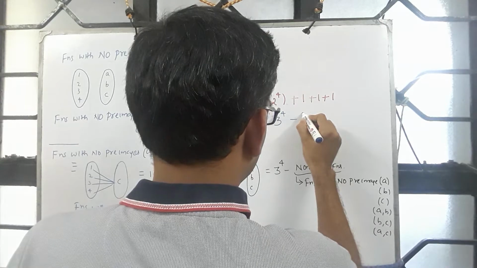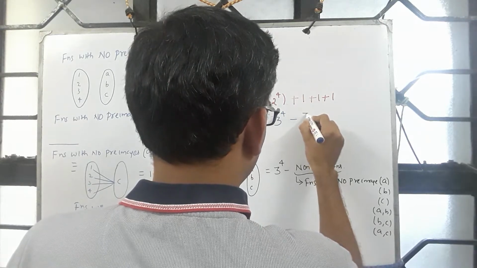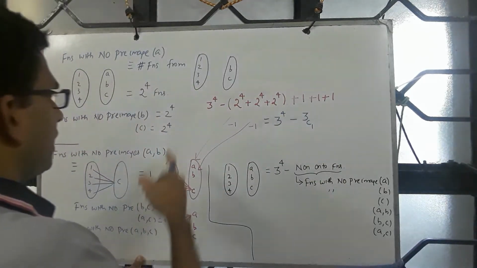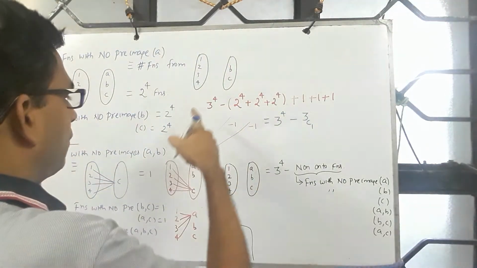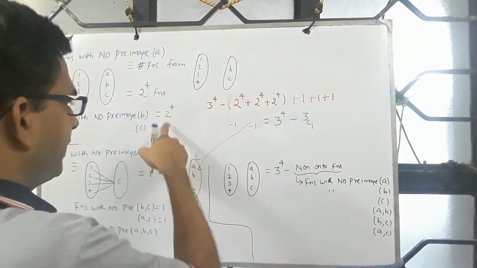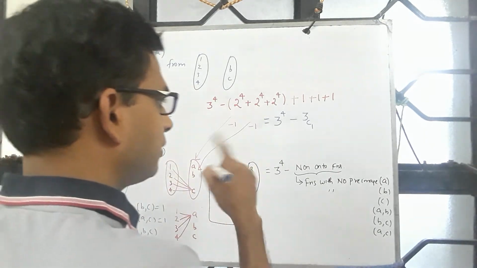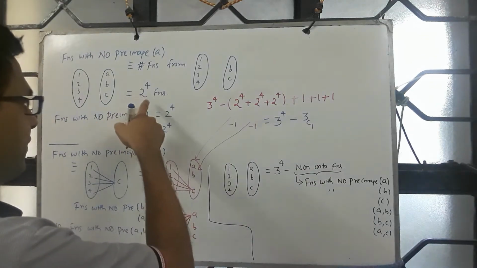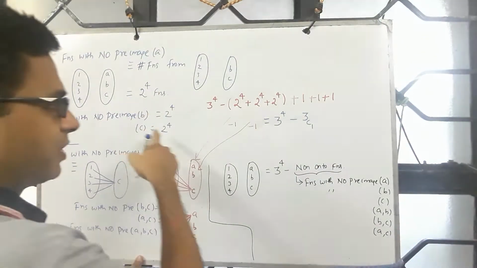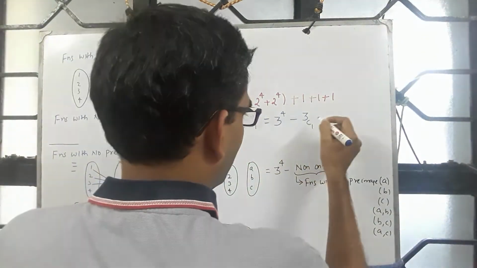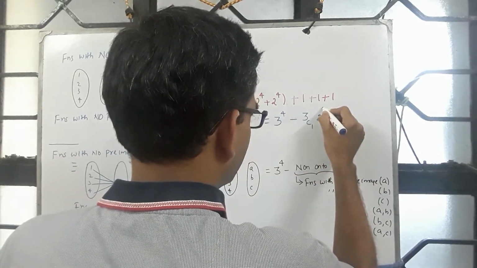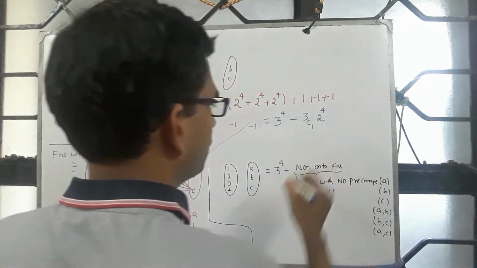Functions that are having this property. Out of 3 elements, one is not having a pre-image and the other 2 are having, and there are 3 possibilities: A is not having a pre-image, B is not having, C is not having. So 3 choose 1, and for the rest you count how many functions there are from a set of size 4 to a set of size 2, which is this.